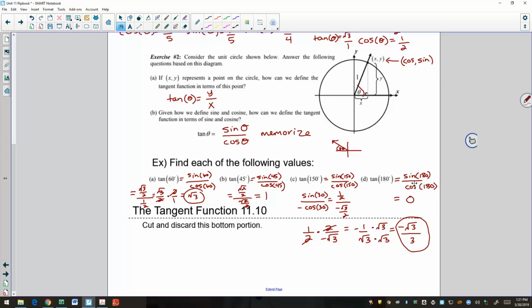If it gives you undefined, that means that 0 was on the bottom. In this case, 0 is on the top. If you don't believe me, it's actually 0 over negative 1, which is 0. 0 divided by anything is 0. If 0 ended up being on the bottom, then it would be undefined. So that is it for this video.